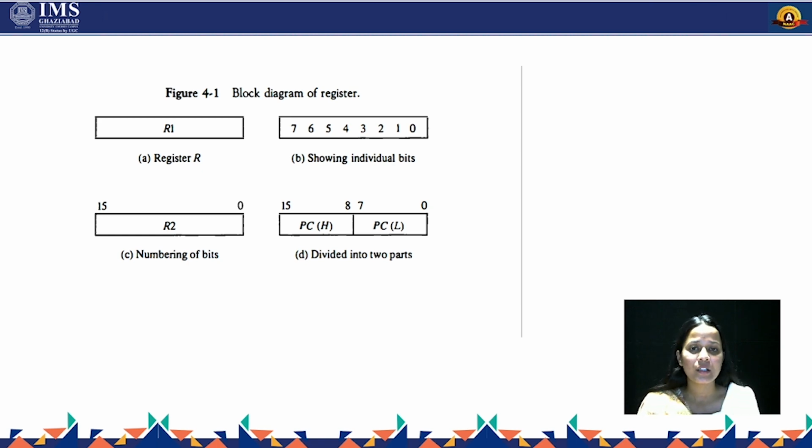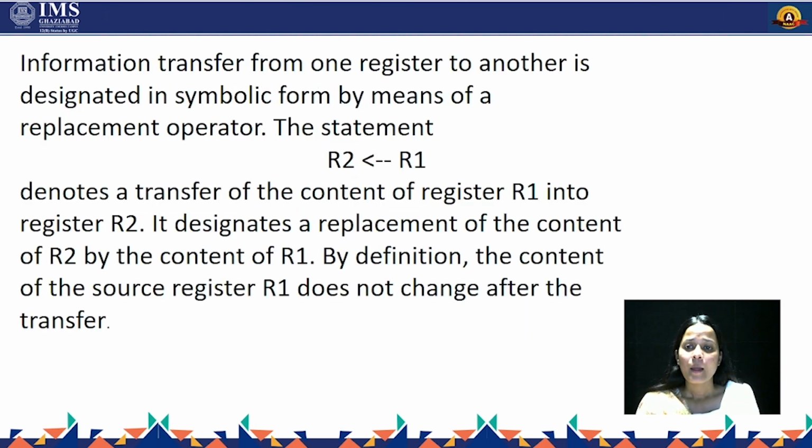We have represented this in the bits form, and we have also represented PC, which is the program counter, which will hold the address of the next instruction going to be executed. This is of 16 bits, and we have divided that into 2 parts, lower order and higher order. And this is how we transfer the data. To transfer the data, we use arrow representation.